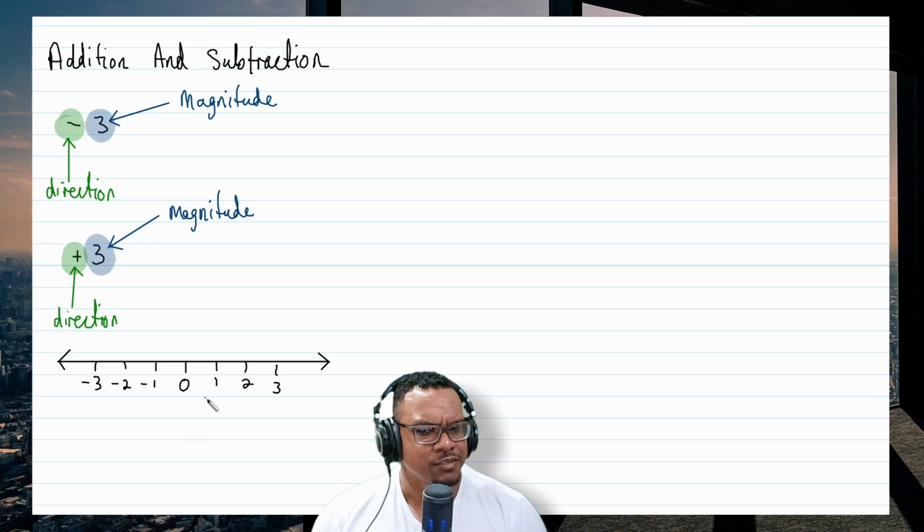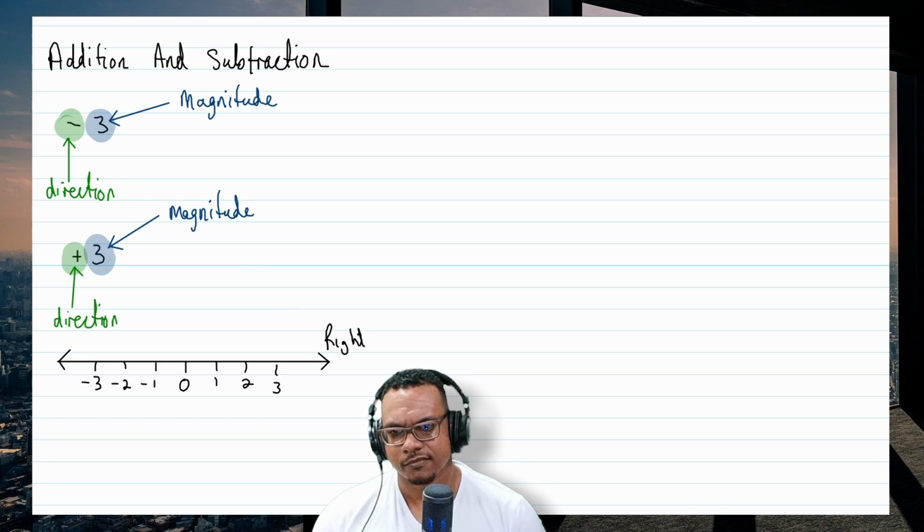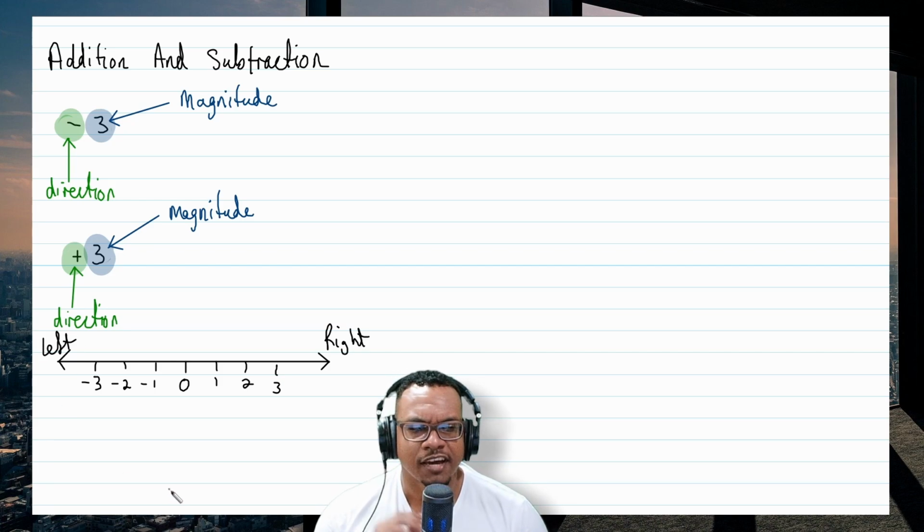Essentially, on the number line, you're seeing we only have 2 directions. The positive direction is going to the right. So this is going to the right. And the negative direction is going to the left. So with directed numbers, we only have 2 directions, either right or left. Positive is going to the right and negative is going to the left.